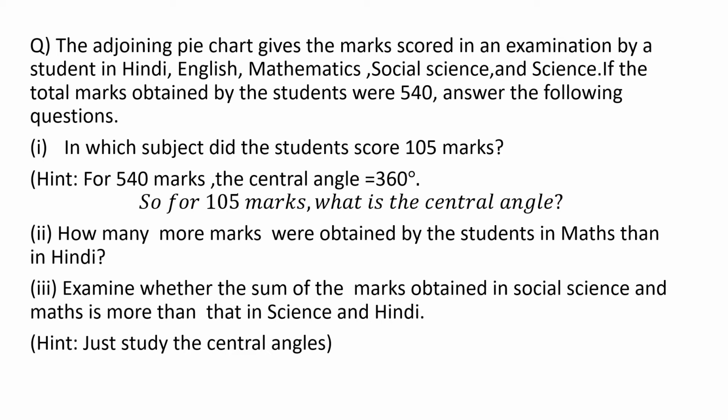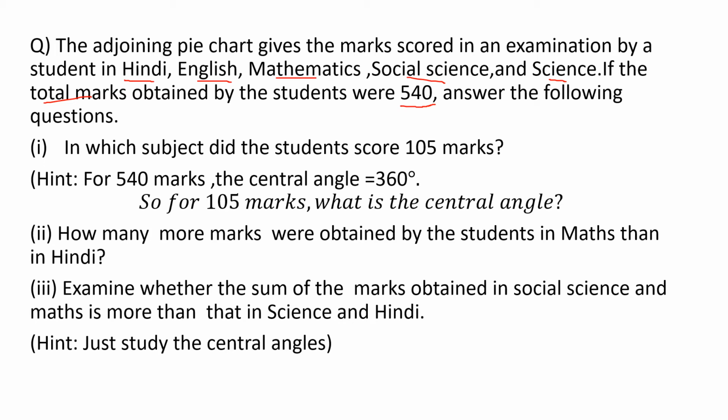Now the next question: the adjoining pie chart gives the marks obtained in the examination by a student. So here they have given the marks for the subjects: Hindi, English, mathematics, social science and science. The total marks obtained by the student is 540. Answer the following questions. So they have given the subjects, and the total marks the particular student scored was 540, and we have to answer the questions.